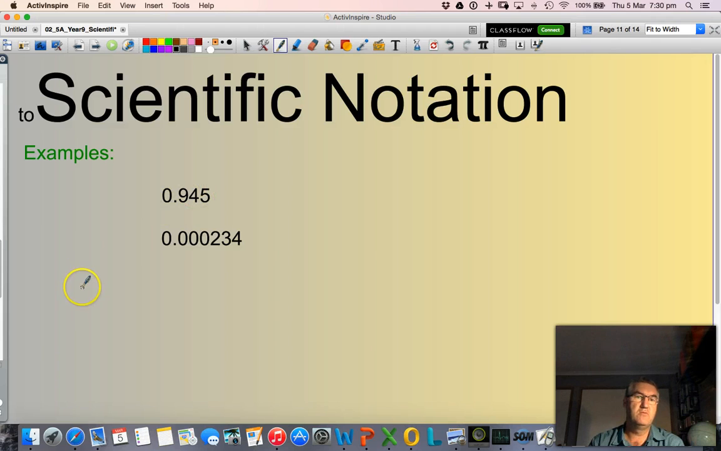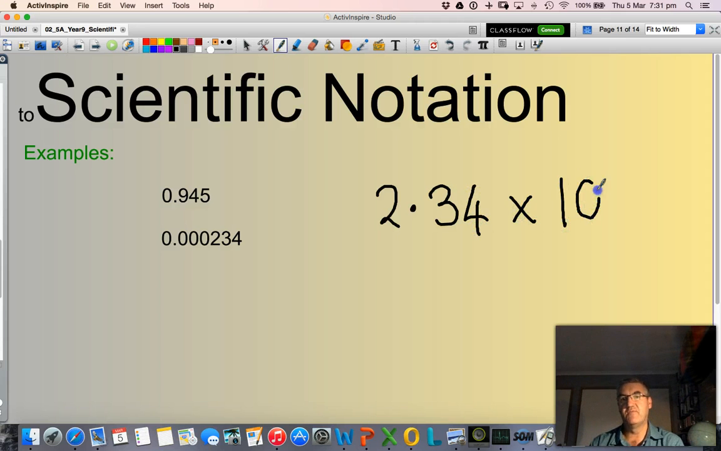I can't see where this is to remove it, never mind. I will just write this as now. I need to move my decimal point across to the first non-zero, which will be straight after the 2. So 2.34 by 10 to the power of something. Now, that number is less than 1, so I know it'll be negative.